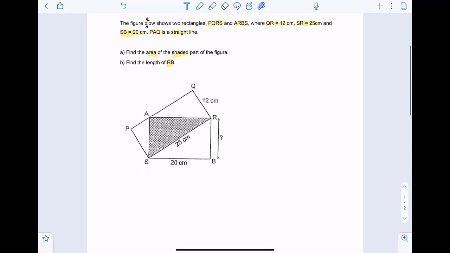Now, to find the shaded part, we need to know the length and the breadth. We can use half times base times height as a triangle here. We don't have any idea about this, it is still a question mark. We have this 20 cm, but we don't have this. We can use half times this base here times this height. This height we know because it's the same as 12 cm.